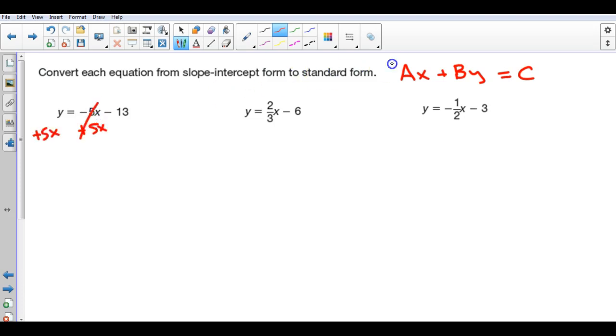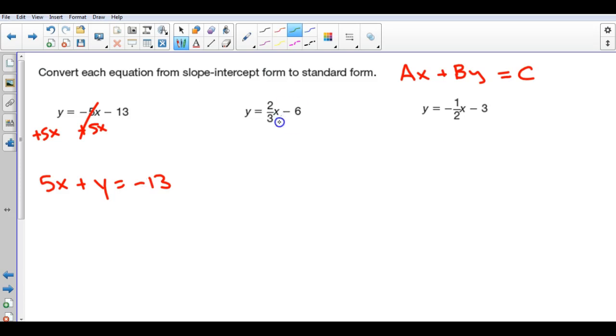And since standard form has your x part before the y, I'm going to write this as 5x plus y equals negative 13. Believe it or not, that is all you have to do. We are in standard form. My x and y are on the same side of the equal sign, and they are whole numbers.